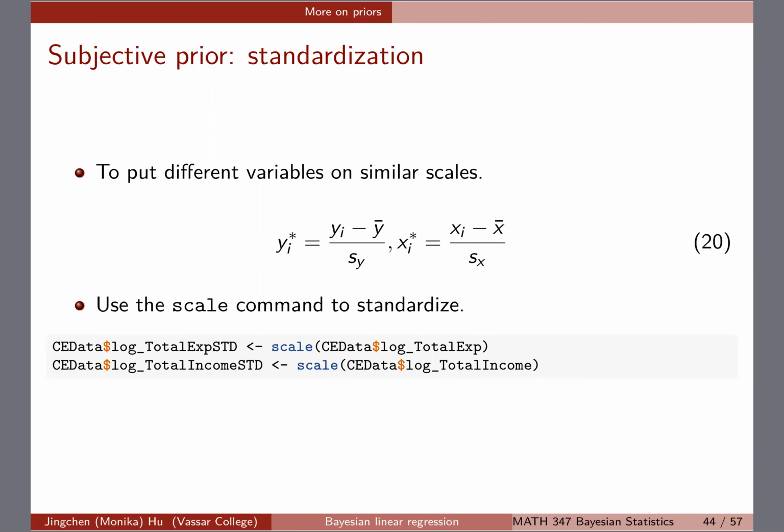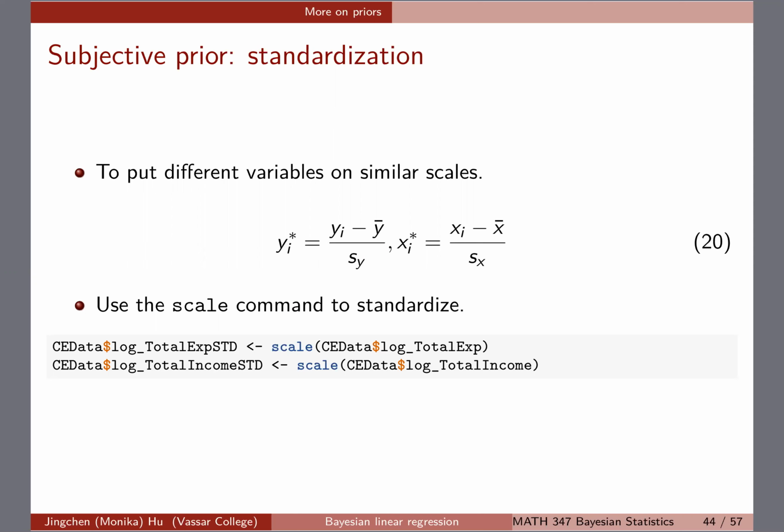The first one is a subjective prior, in the sense that you can actually incorporate your belief into the Bayesian inference. But before we get there, we have to do what we call standardization. You probably have heard this term before. When you're doing simple linear regression, you have one continuous response and, for now, one continuous predictor. What you do is you standardize them. That is, subtract each observation by its mean and then divide by its standard deviation. So standardizing can help put different variables on a similar scale.